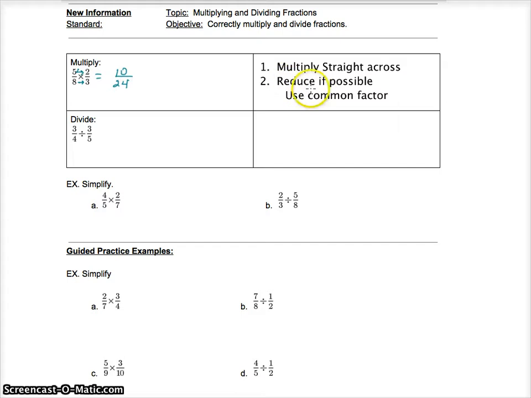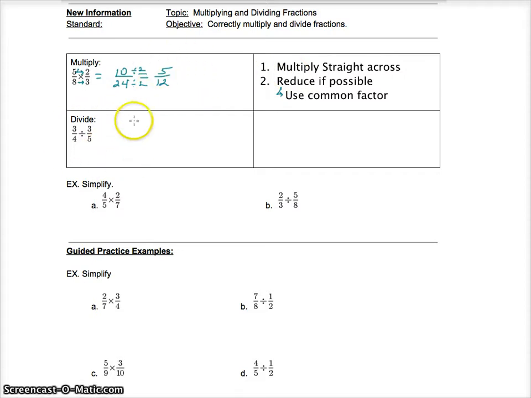Step 2 says reduce if possible, use a common factor. So it is possible to reduce. These two have a common factor of 2, so we're going to divide both numbers by 2, and my answer is going to be 5/12. So that's how you multiply fractions. Multiply straight across and then reduce if possible.